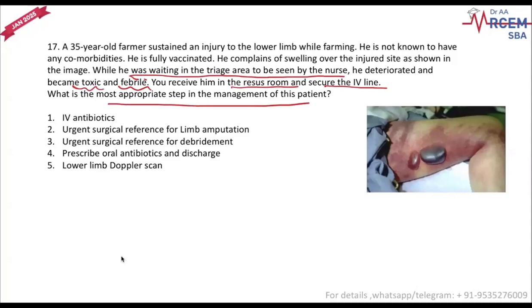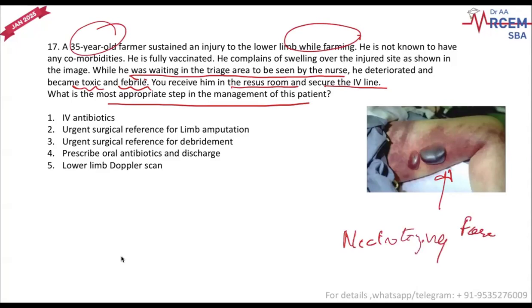What are you suspecting here? I want the diagnosis. This is a young patient, no comorbidities, a farmer, who sustained an injury and presented like this. Very rapidly he has deteriorated. That itself is suggestive of necrotizing fasciitis. This is the diagnosis the patient is having.